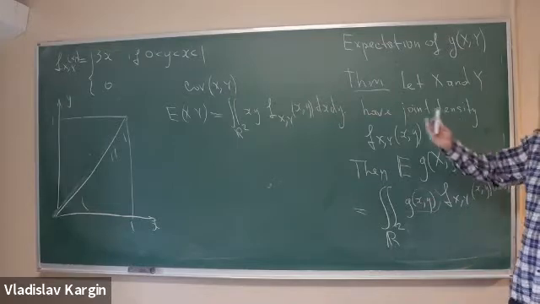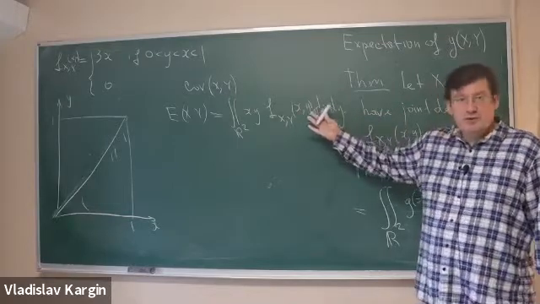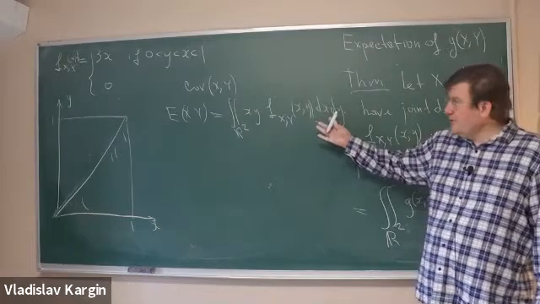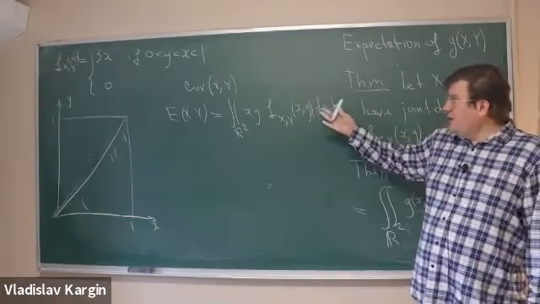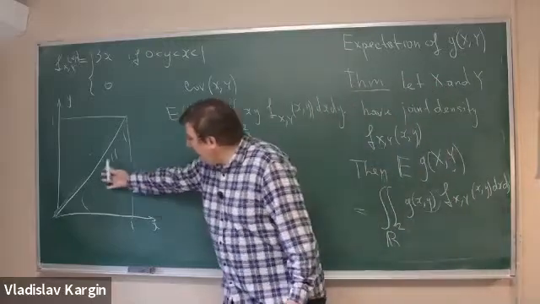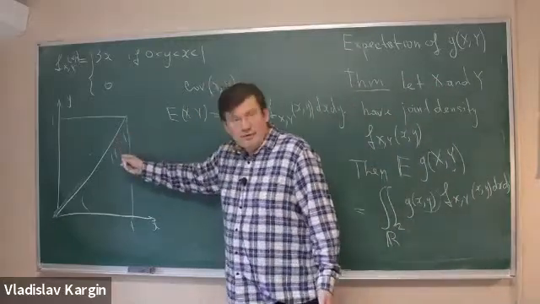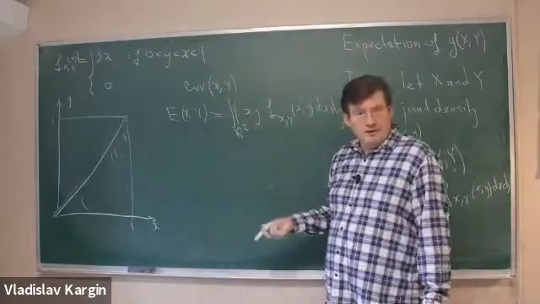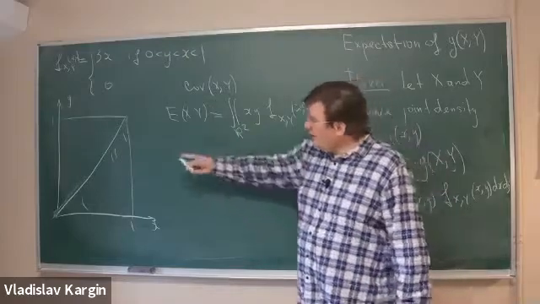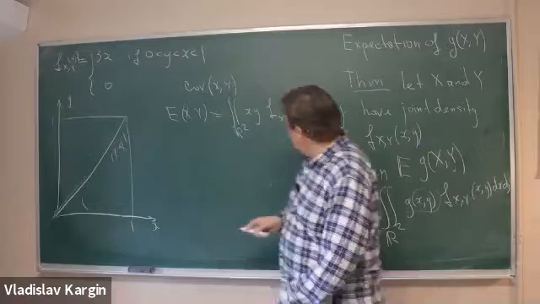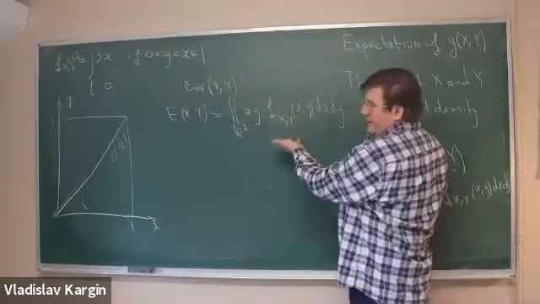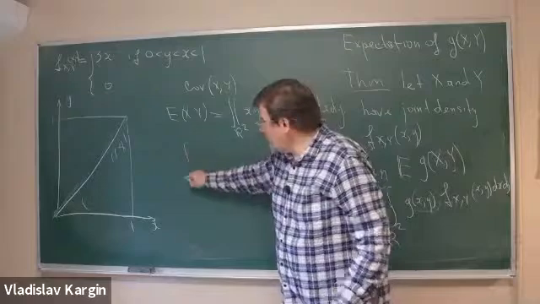So now we specialize, and the density is 0 everywhere except on the triangle. So we'll need to write it down as an integral of xy over this triangle, say A. So you need to calculate a double integral over this region A, where the integrand will be xy, and you multiply it by 3x.